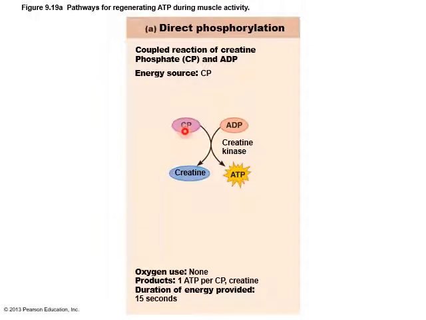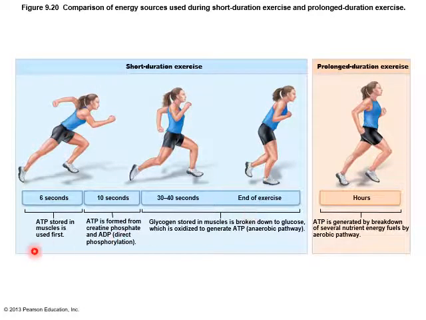So it's transferred from the creatine phosphate to ADP, and that gives you a very limited source of ATP production. You produce 1 ATP per creatine phosphate molecule, and it provides about 15 seconds worth of energy, so very limited. When you're exercising, short-term exercise, for the first 6 seconds, ATP that's stored in muscle is used first. Then you have your creatine phosphate and ATP direct phosphorylation. I'm not going to bother going through that. I'm not going to ask you anything about that.